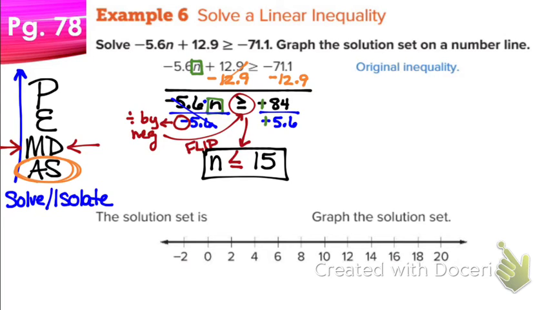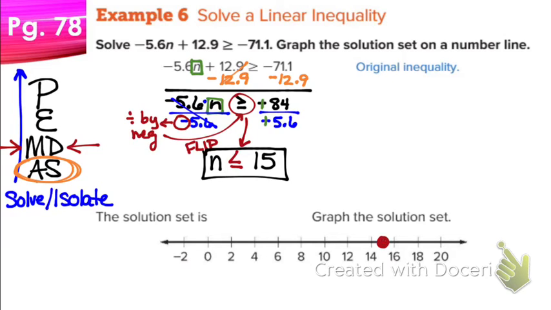On the number line, what's the first thing I should put down? Where should I put my first mark on this number line? At 15. Where's 15 on the number line? In between 14 and 16. Okay. So, like this or like this?